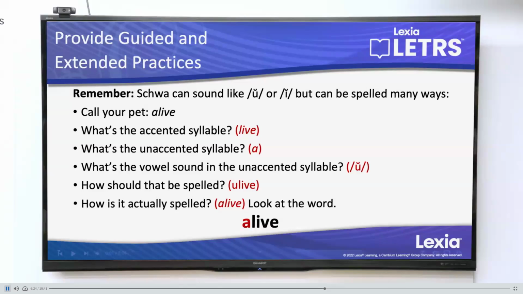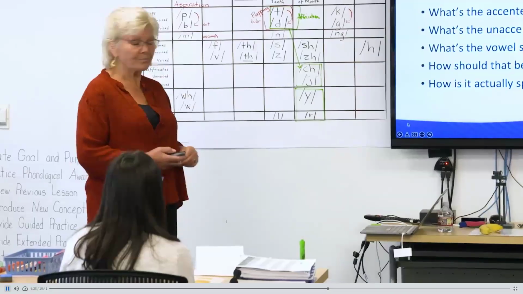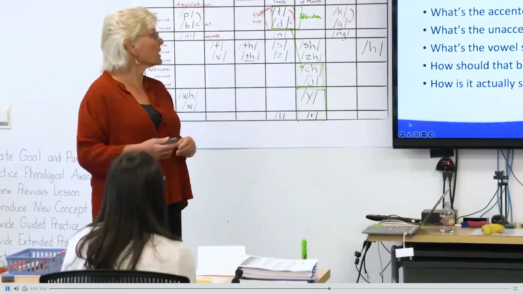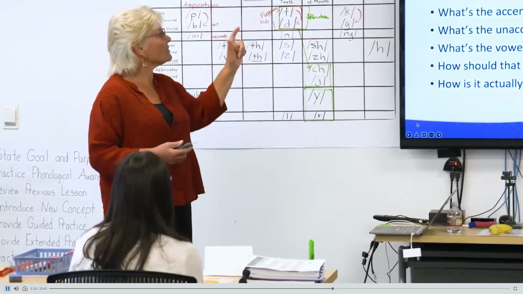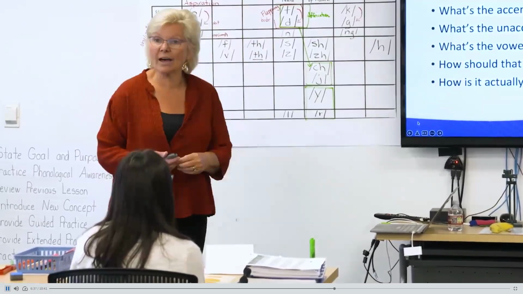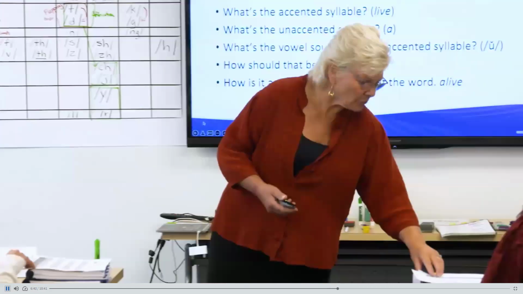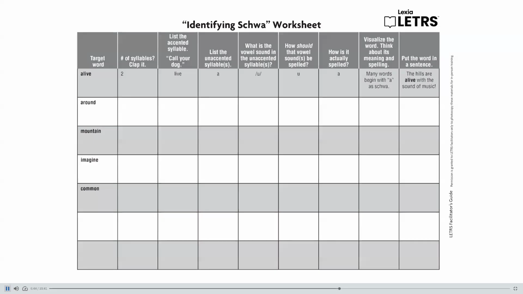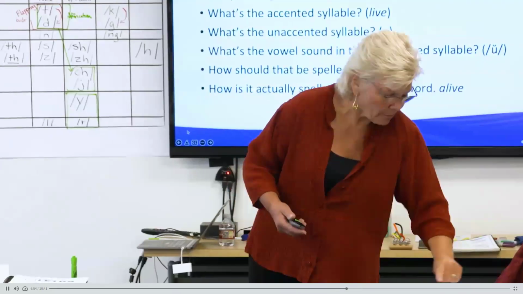Remember that we have schwa, but we can spell it many ways in unaccented syllables. First question we ask ourselves is listed here, and then we have a number of other questions, and this is actually on a worksheet that you have in your handouts. So if you want to take a moment to find the identifying the schwa worksheet, which is in your handouts on page 2. If you have that in front of you, all I'm going to do is march you through the questions here.